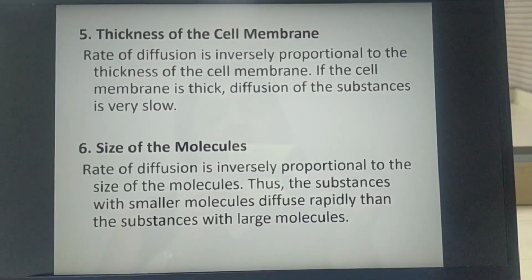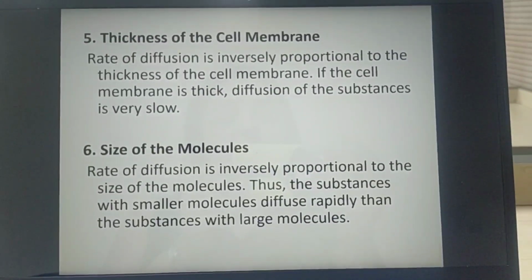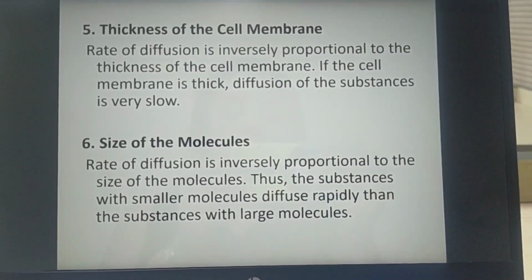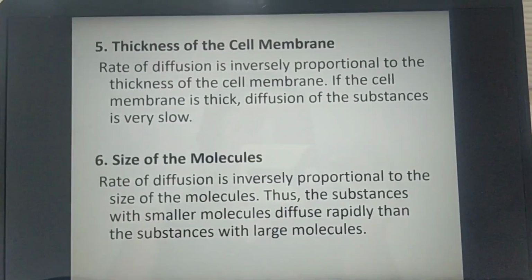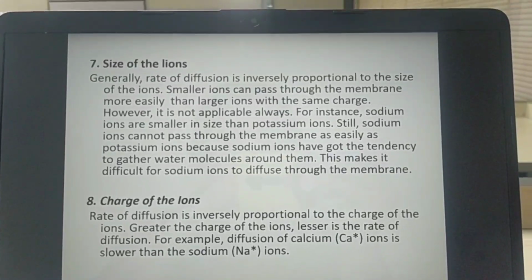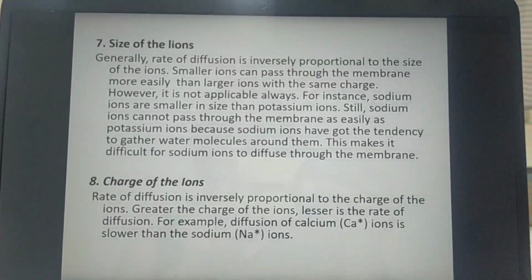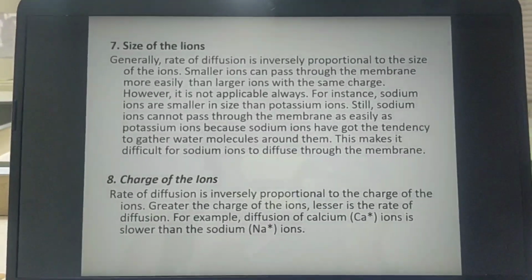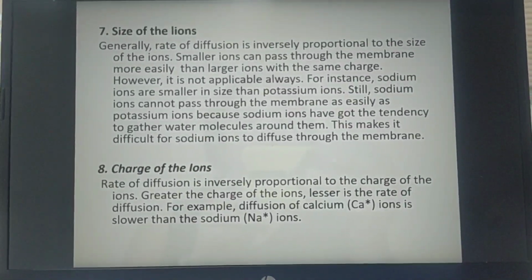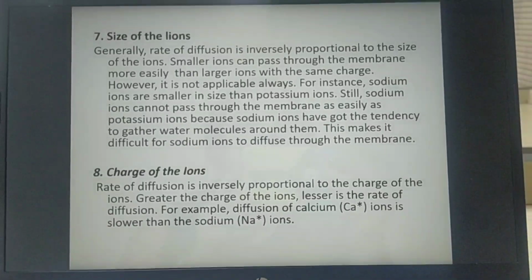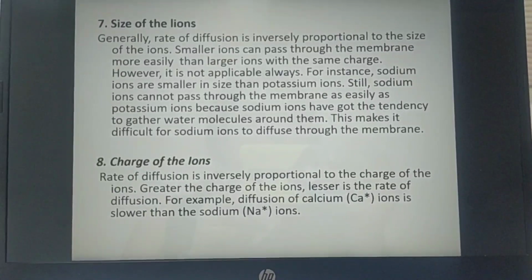Then size of the molecules. Rate of diffusion is inversely proportional to the size of the molecules. Thus, the substances with smaller molecules diffuse more rapidly than the substances with the larger molecules. Size of the ions. Sorry, that is a spelling mistake here. I have written lines, but it's ions. Generally, rate of diffusion is inversely proportional to the size of the ions. Smaller ions can pass through the membrane more easily than the larger ions with the same charge.